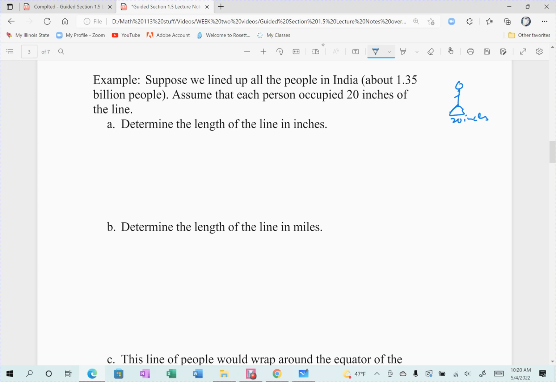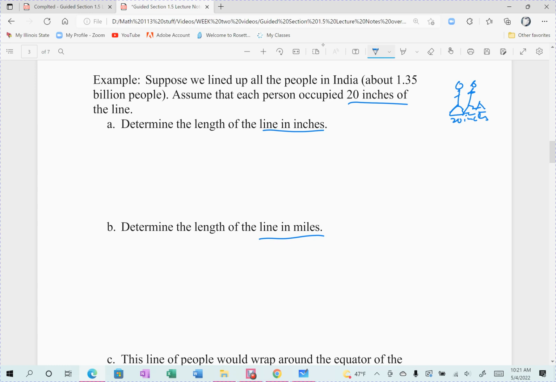All right, and so what we're going to do is line up all the people next to each other, and each of the people lined up next to each other is going to take up 20 inches of space. So we're going to line up all 1.35 billion people and see how much space they occupy. First we're going to find it in inches, and then we're going to convert it to miles, and then we're going to compare it to wrapping it around the earth. First we're going to determine how many inches of space these 1.35 billion people would take up if we lined them up next to each other, and they took up about 20 inches of space.